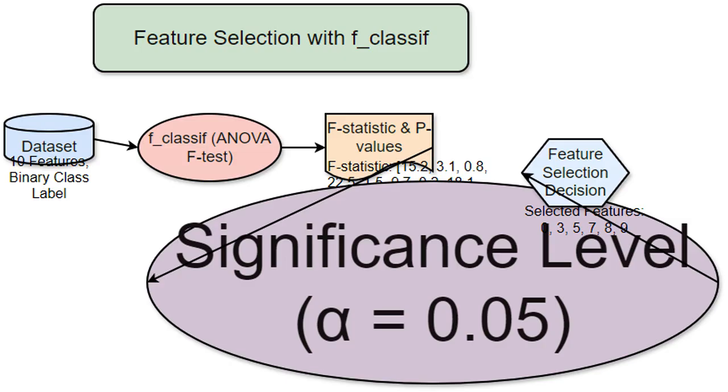This is the threshold I am setting. I'll select a feature only if there's less than a 5% chance that I am seeing this level of separation by pure luck, random variation. It's like saying, I am 95% confident that this feature makes a real difference.